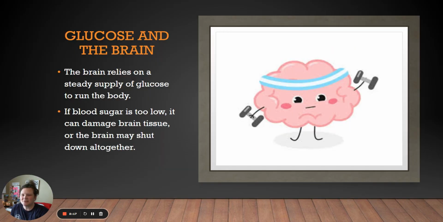So let's talk about glucose in the brain. Your brain relies on a steady supply of glucose to run your entire body. If blood sugar is too low, it can actually damage brain tissue, or the brain may shut down altogether. Kind of like a car without gasoline, it can't run. Without glucose, your brain can't run.